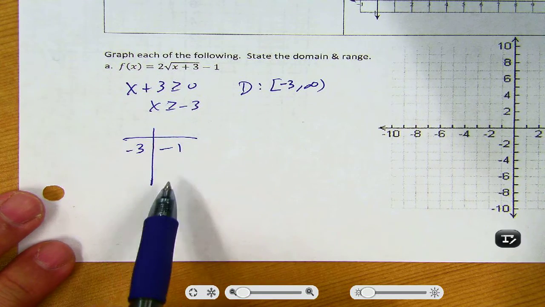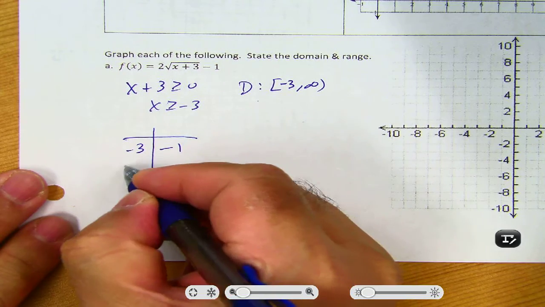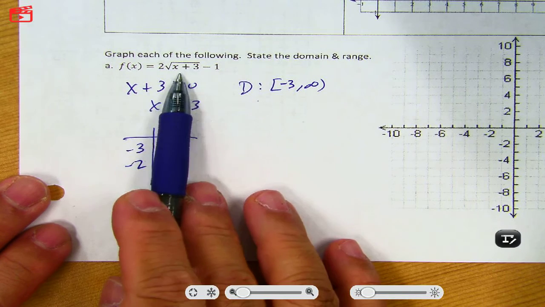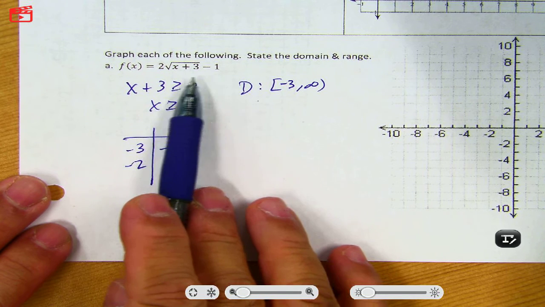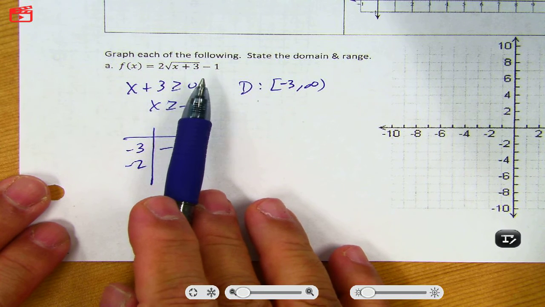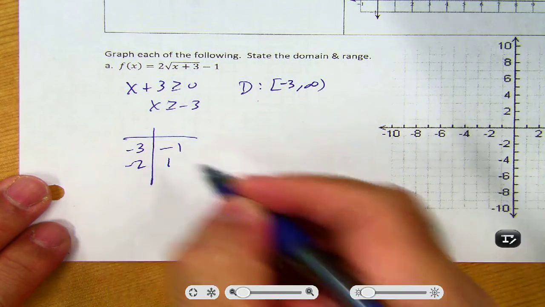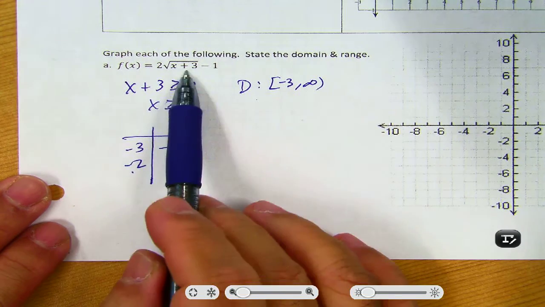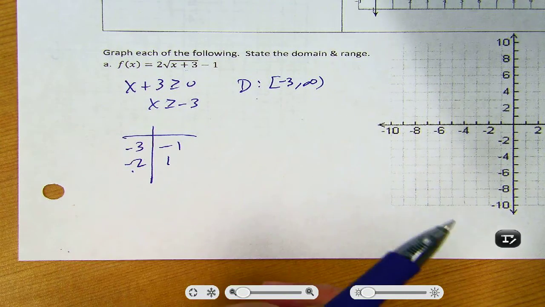But the next step, I want to go bigger than negative 3. What's 1 bigger than negative 3? Negative 2. So I'm going to plug in negative 2. What happens when you plug in negative 2? You get 1, times 2, which is 2. Wait, don't you square the 1? Okay, what's the square root of 1? Square root of 1 is 1. Oh, yeah, you're right. That's 2. 2 minus 1 is 1. So when I plug in negative 2, I get 1 out of that.